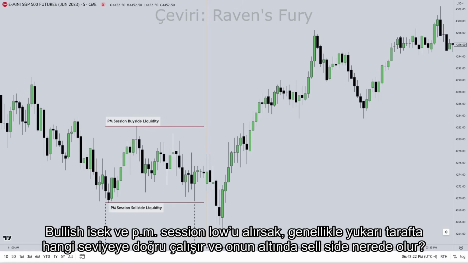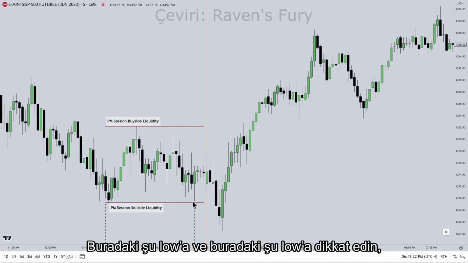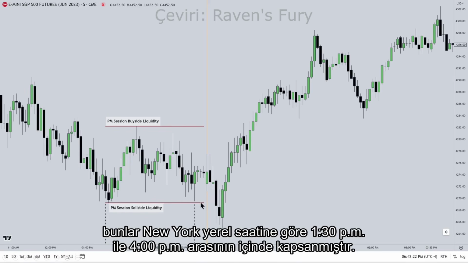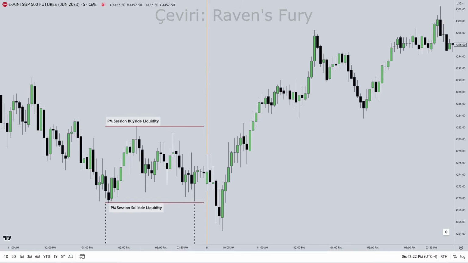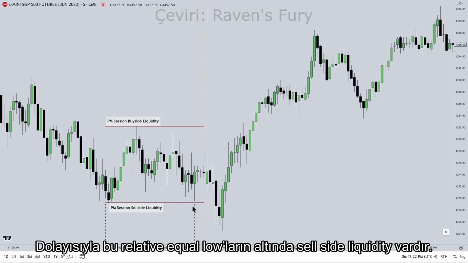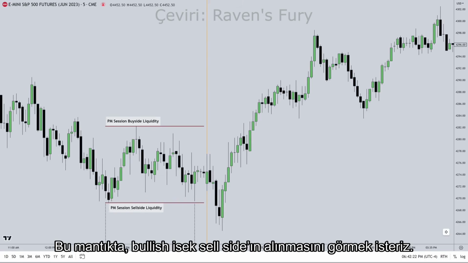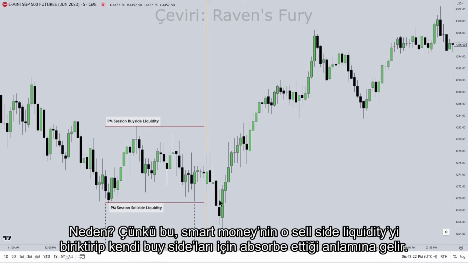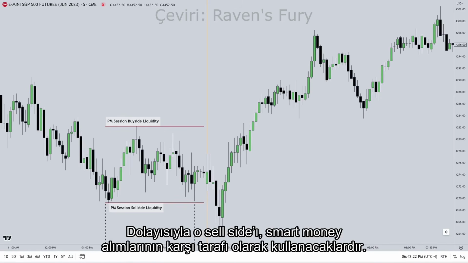The high or low? If you're bullish and we take out the PM session low, there's going to be sell side below that. Notice that this low here and this low here, that's encapsulated inside of the 1:30 to 4 o'clock New York local time. So below those relative equal lows, there's sell side liquidity. This logic, if we're bullish, we'd like to see sell side taken. Why? Because that means that smart money would accumulate those sell side liquidity and absorb it for their buy side. So they're going to treat that sell side as counterparty to their smart money buying.